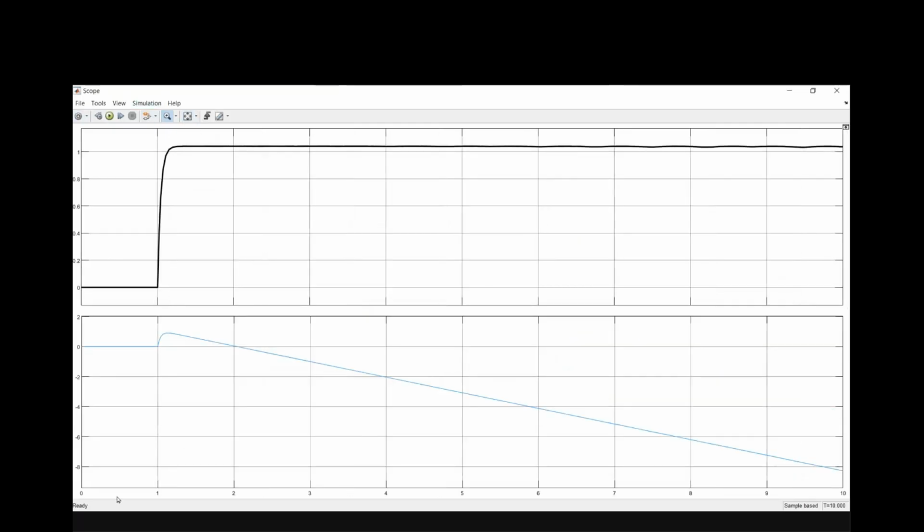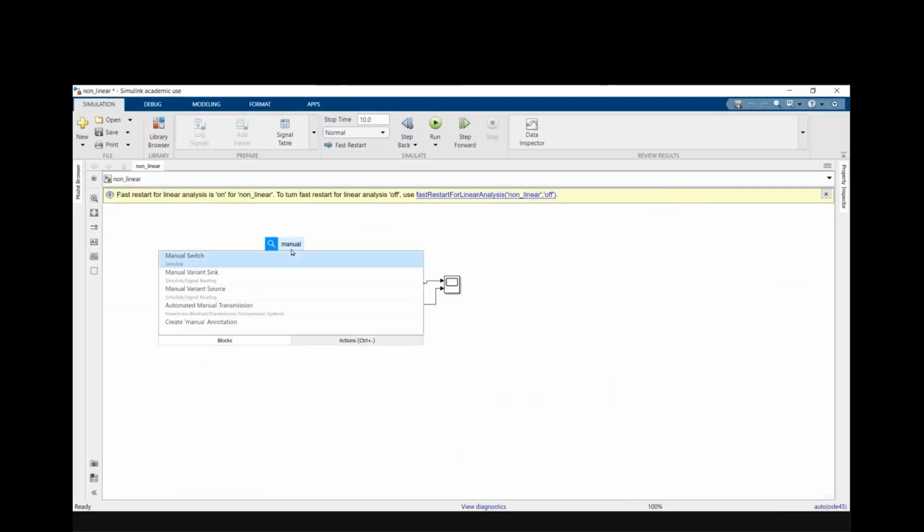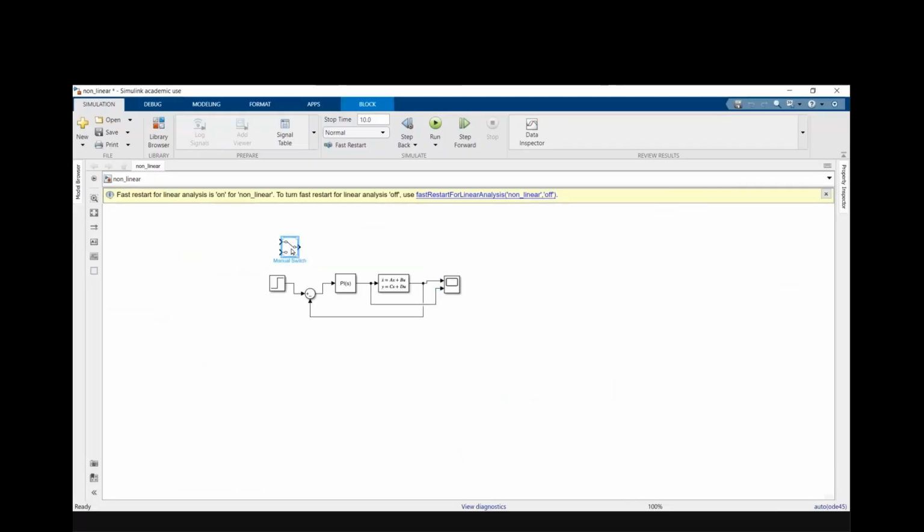So this is how you can see. At point 1, I have applied a step, and this is the response of my system. If I use a PI controller, this is the output of PI controller. So this is how it is. But if I don't use this PI controller, and if I directly apply that system, let us use a manual switch. We'll connect this, delete this, connect here. I'll delete this. I'll give it here, and I'll give it here.